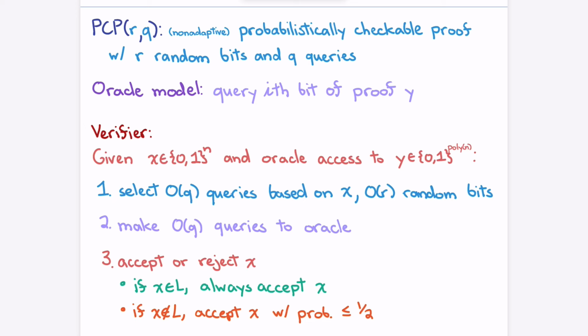And if X is not in the language, then you should accept with some bounded probability, say at most 1/2. Okay, so with no random bits, there's no possibility of error here. In general, if we didn't have any randomness or anything, it might get really hard, because then you're basically asking for really, really small proofs.